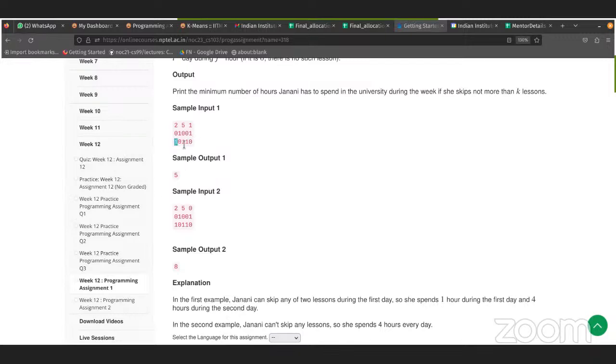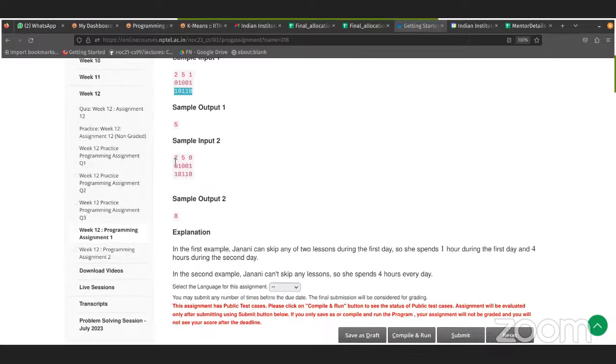Because the first hour is here and the last hour is here, she has to attend all. So it's like 4 plus 1 equals 5. And in this case, she has to attend all the classes because K is 0 here, basically. So she has to attend all the classes.